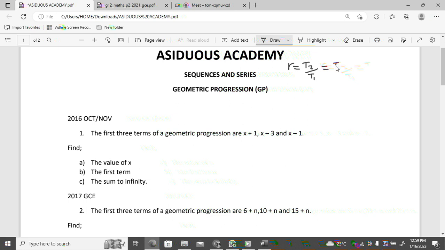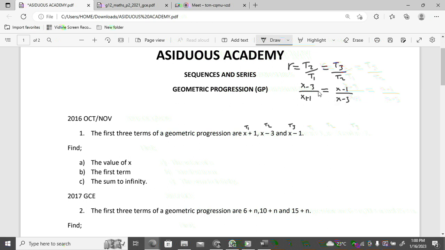It can also be given by third term over second term. So in this one, this is going to be the first term, this is going to be the second term, and this is going to be the third term. So I'm going to say second term is x minus 3 over first term, that is x plus 1. This should be equal to third term, x minus 1, over second term, that is x minus 3.